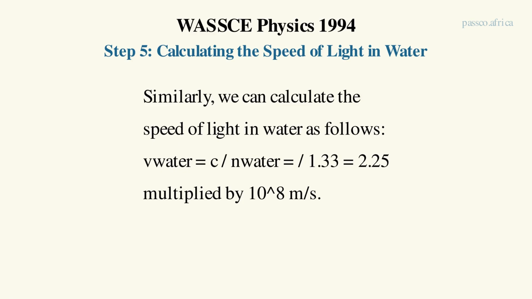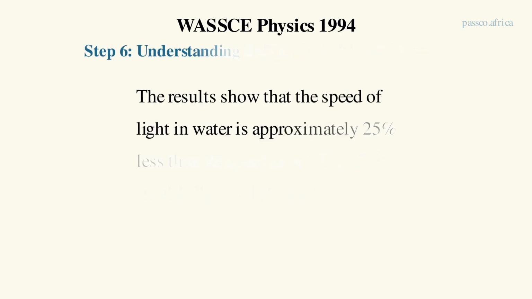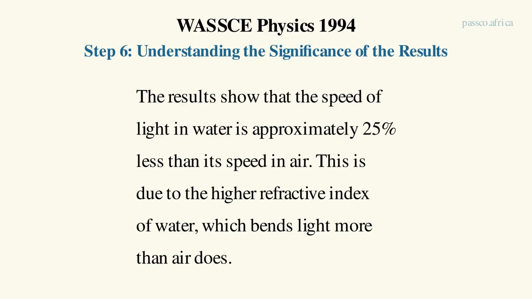Step 6. Understanding the significance of the results. The results show that the speed of light in water is approximately 25% less than its speed in air. This is due to the higher refractive index of water, which bends light more than air does.